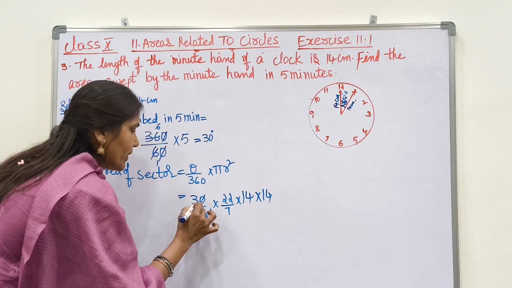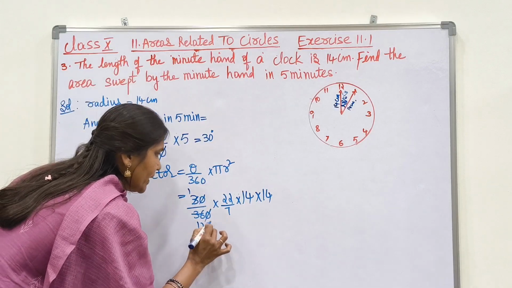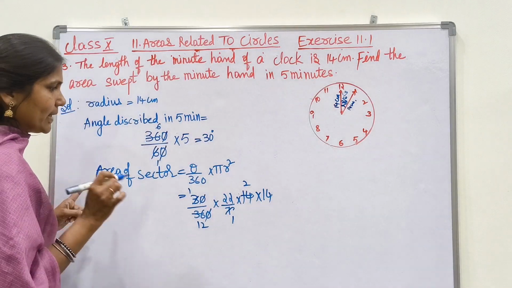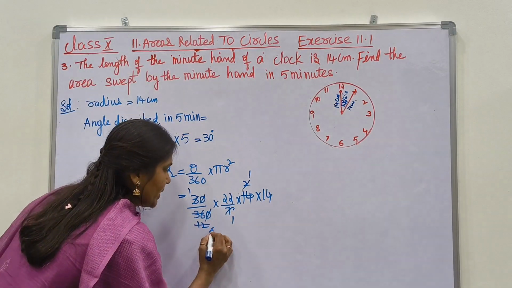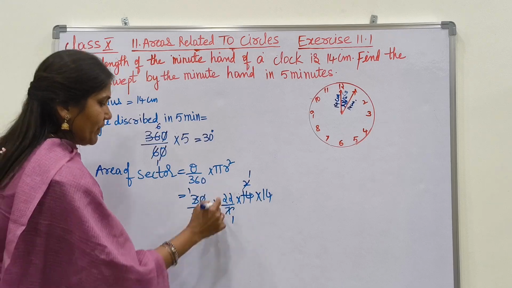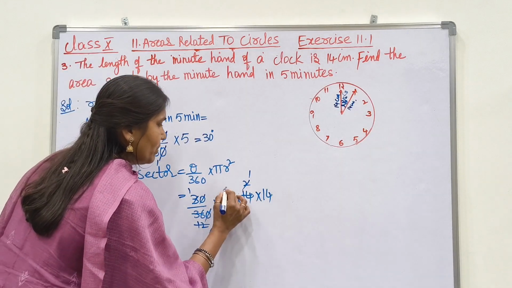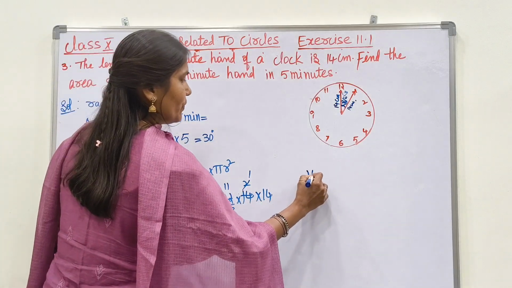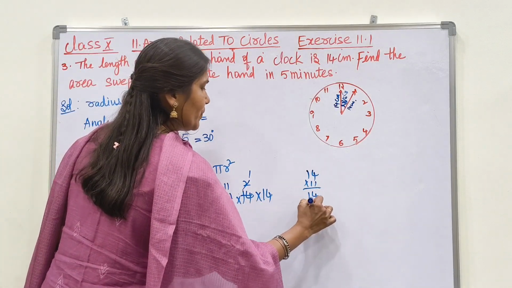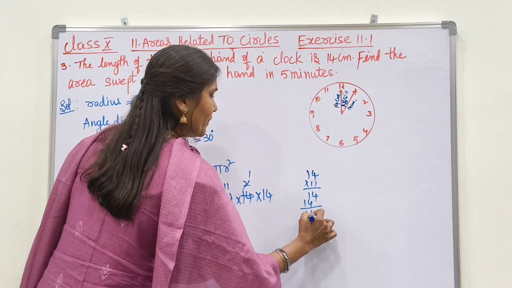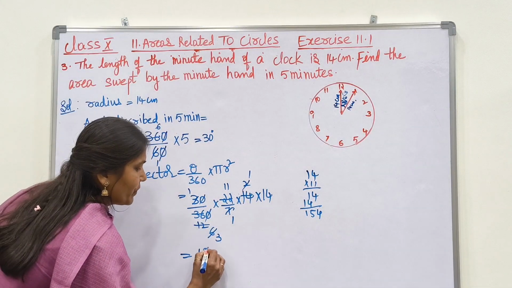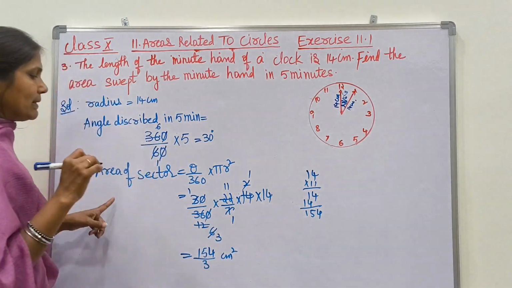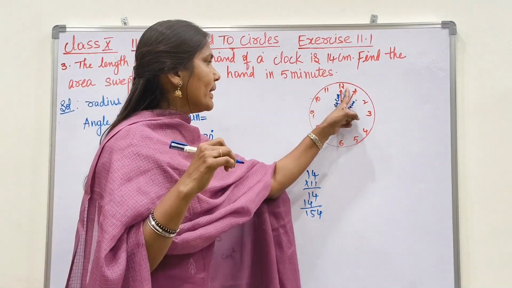Now see here, the zeros cancel. Cancelling the common factors step by step, 7 and 14 reduce to 2, and the 2s cancel, leaving 11 into 14. So what is our final answer? 14 into 11 is 154. So 154 by 3 centimeter squared is the area.